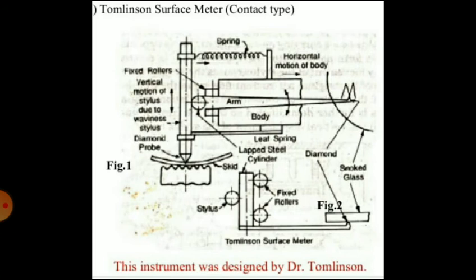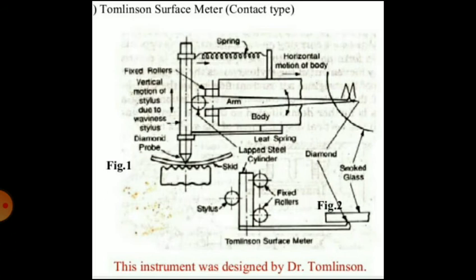Then there is a body, then the lip spring, a spring that is attached to the body, and the vertical probe. Also, you can see in a front view and a top view, there is a stylus, then fixed rollers. In between the fixed rollers and the stylus there is a lap steel cylinder, and the diamond arm, or the diamond, is attached to the lap steel cylinder.